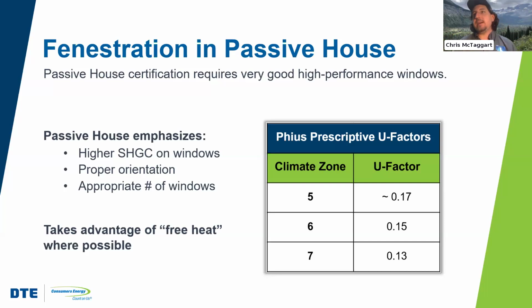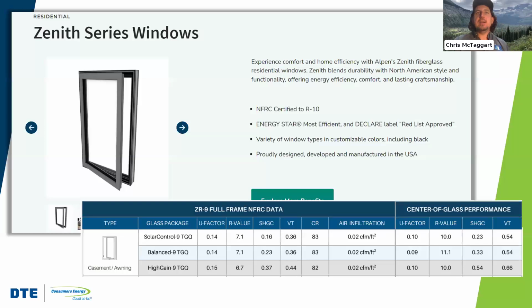This is the prescriptive value for PHIUS. So in climate zone 5, basically around an R6 window, and getting into climate zone 6 and 7, like an R7-ish window is what is required in order to meet the prescriptive values. Now, you can trade those off with the performance method as well, but this kind of gives you an idea of some of the ballpark values when you're getting into passive house. And again, we're going to have whole sections of this webinar series on passive house later on.